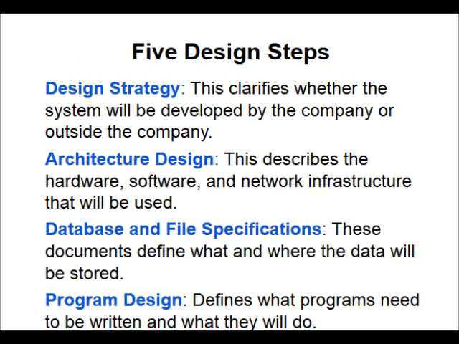So the first thing is design strategy. This clarifies whether the system will be developed by the company or outside the company. Next is architecture design. This describes the hardware, software, and network infrastructure that will be used. Then there is database and file specification. This document defines what and where the data will be stored. And the last is program design. It defines what programs need to be written and what they will do.